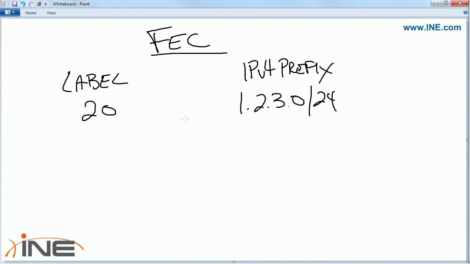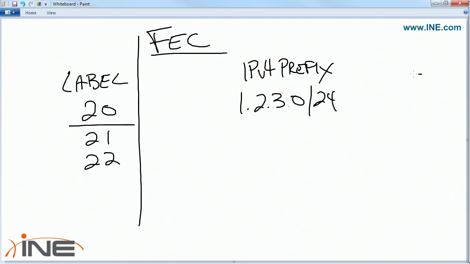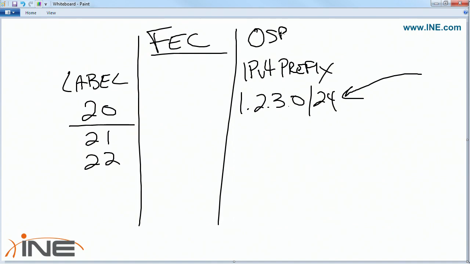1.2.3.0/24. MPLS has provisions to assign these label numbers, like 20, 21, 22, etc., but it doesn't have a provision to advertise routes, because they figured you already have your IGPs to do this, like OSPF or IS-IS. So they're in charge of advertising the topology information. Then MPLS does these label bindings.